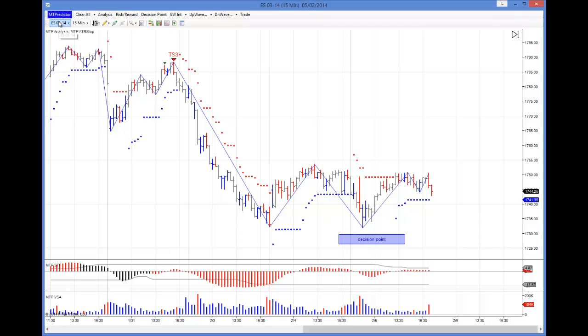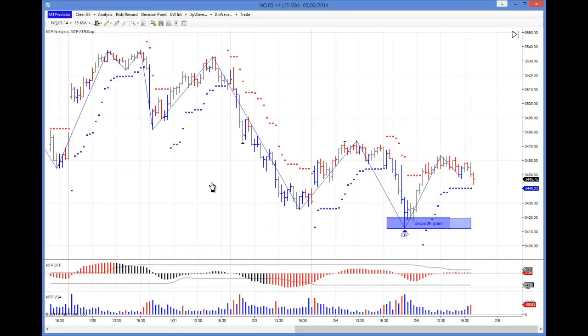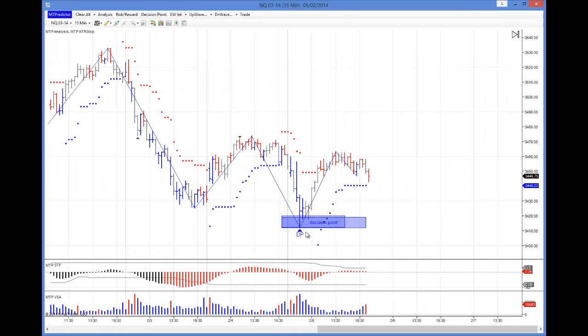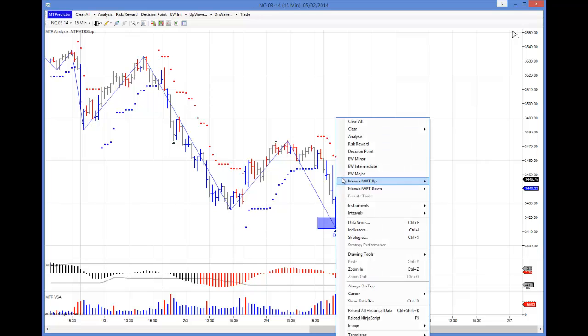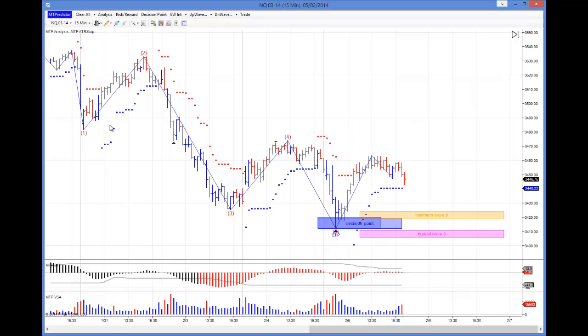So let's go back to the NQ and take a bit more of a detailed look at this. There we were on the 15-minute chart, coming into very nice and clear decision point support. And in fact, if we right mouse click, do Elliott wave intermediate, this was also a nice 1, 2, 3, 4, 5 wave 5 coming in at that low there as well. So let's now go down to the 3-minute chart.